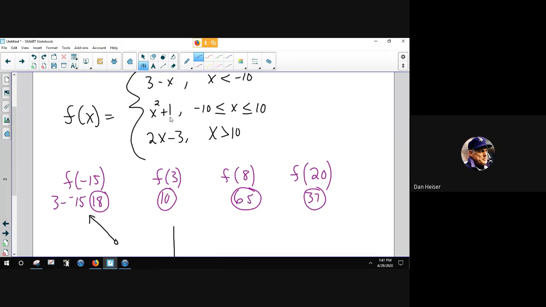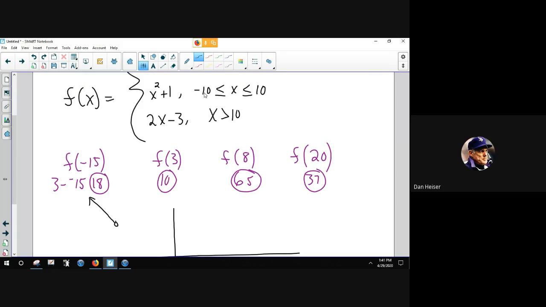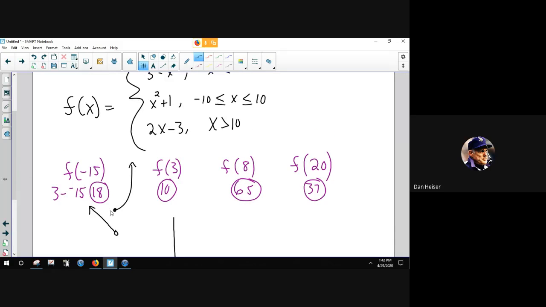X squared plus 1 when x is between these numbers. So this is a parabola. Opens upward. So now when x is negative 10, this becomes 101. So again, I'm not going to get a real good scale here. We'll say this is y is 101. And it's going to kind of look like this. Closed circle. And like so.